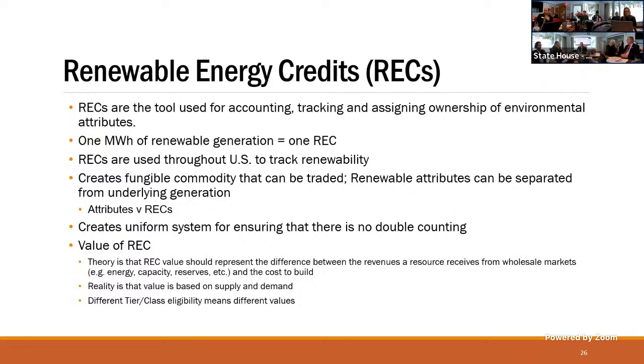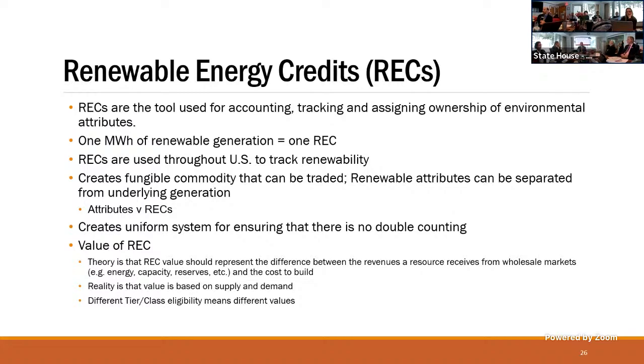In the REC, more fundamentally, I mentioned that those are the way of assigning ownership of those environmental attributes. One REC equals 1 megawatt hour of generation, so it's really a 1-to-1 ratio, and it creates a marketplace. All these renewable energy standards just create a marketplace so that you can trade these RECs.